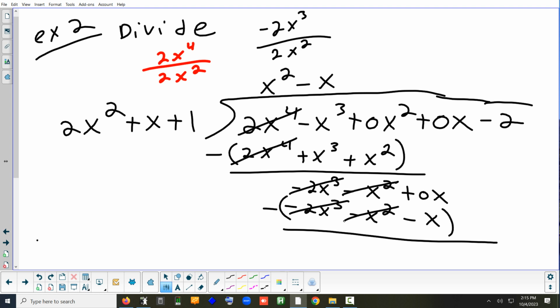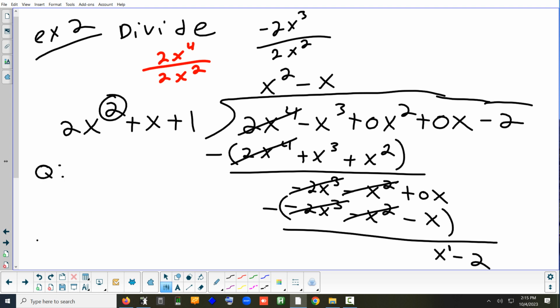What is it? It's x. What's the exponent on that x? 1. What was the original exponent on the outside? 2. Is 1 smaller than 2? Yes. We're done. We can't go any further. You just bring down the 2, and now that's your remainder, x minus 2.